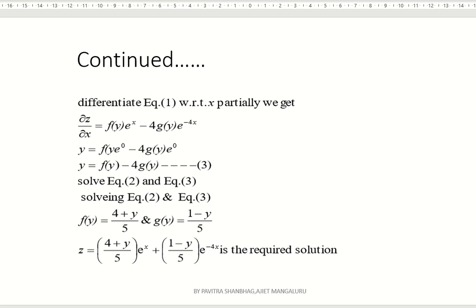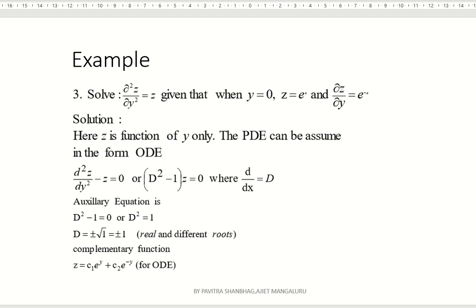Now let us move to another example. See here, ∂²z/∂y² = z. Given that when y = 0, z = e^x and ∂z/∂y = e^(−x). Now again here z is a function of what? Single variable y only, right? Now you have to write the given PDE in terms of ODE.